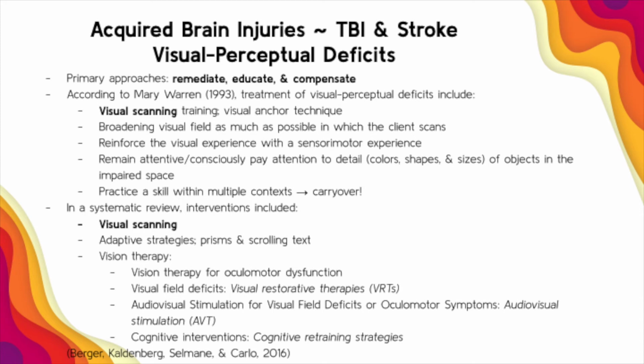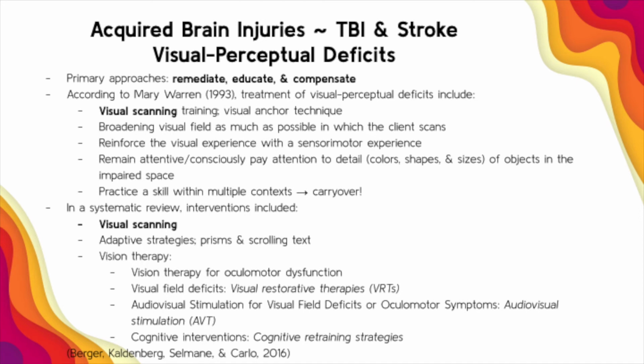According to a Level 4 descriptive study and a Level 1 systematic review, the primary approaches to treatment are remediate, educate, and compensate. According to Warren, 1993, remedial and compensatory combined is the best intervention strategy. Client education is important because it helps them increase their awareness of their deficit.